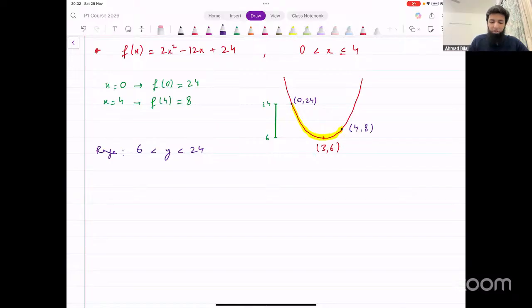So we do put an equal to sign with 6. So it's going to be y between 6 and 24. 6 on the left side, 24 on the right side. We'll have an equal to sign with 6, but not with 24. That's the range of this function. Does that make sense? Right? Okay, last example. One last example in this.